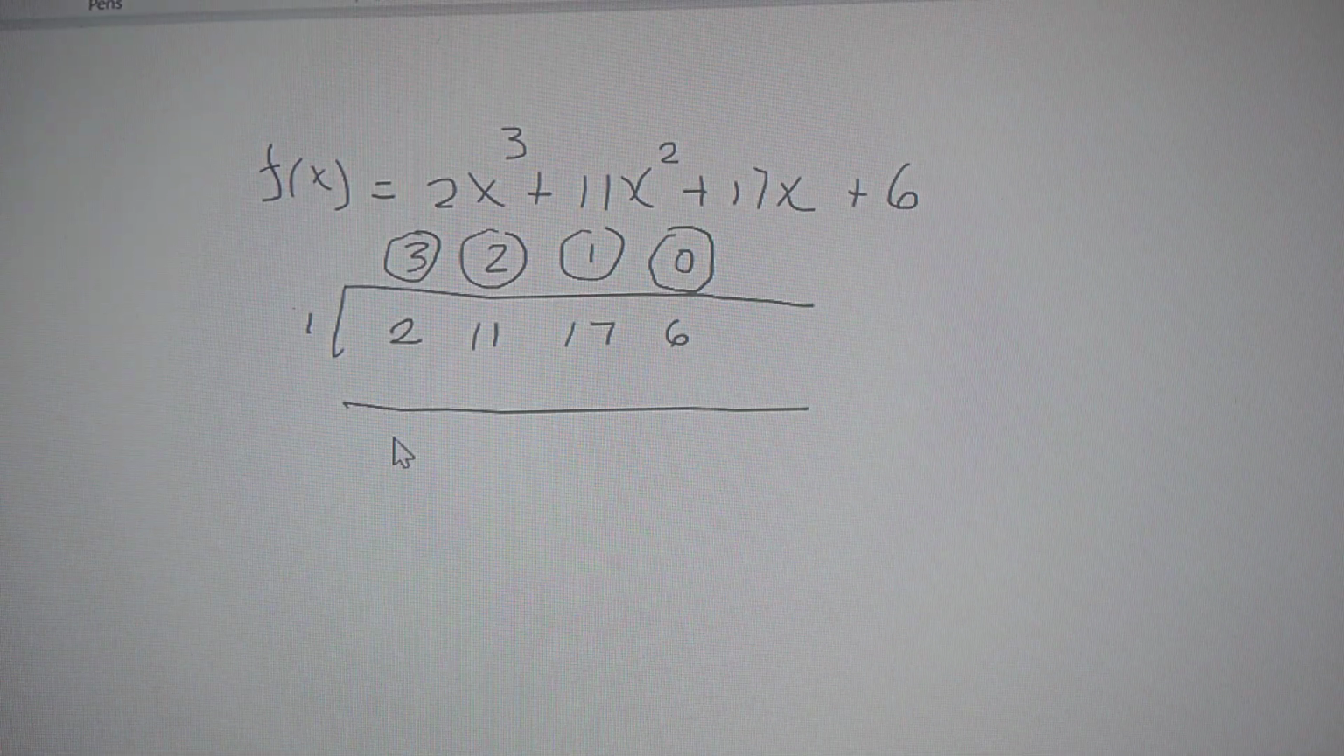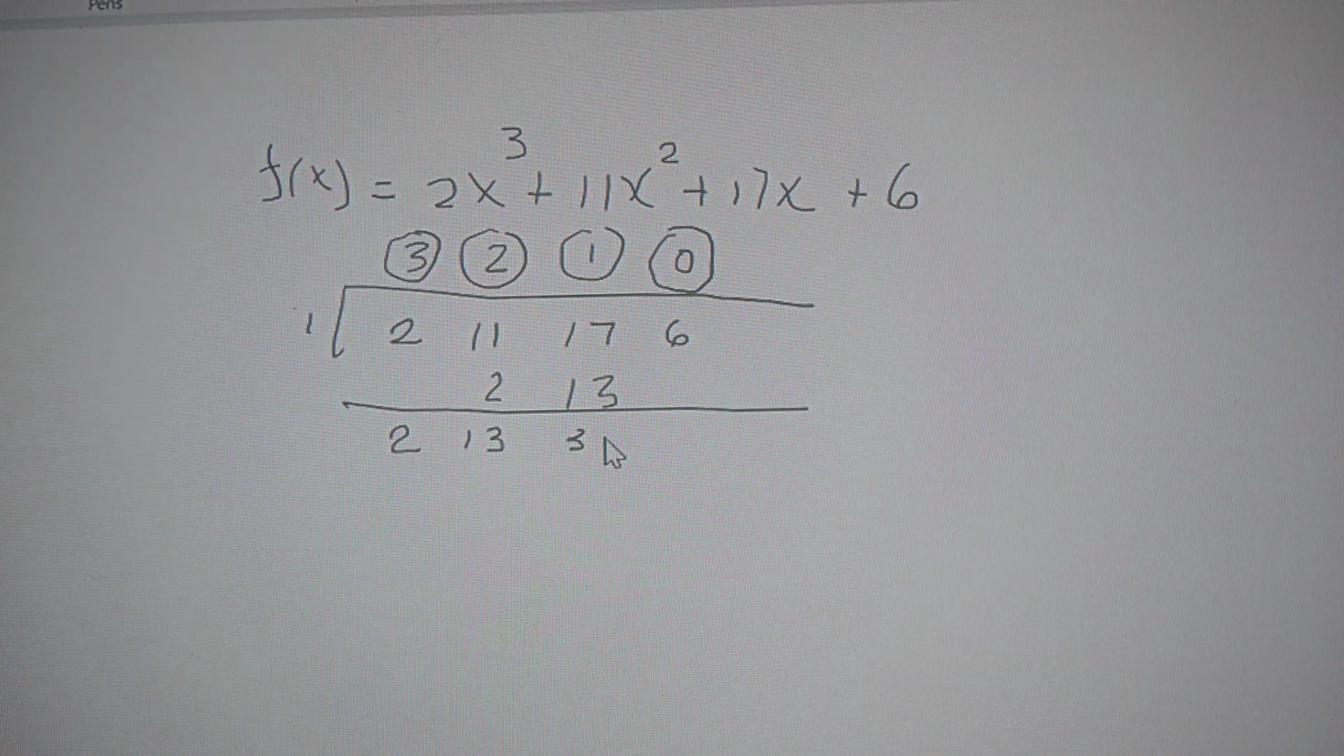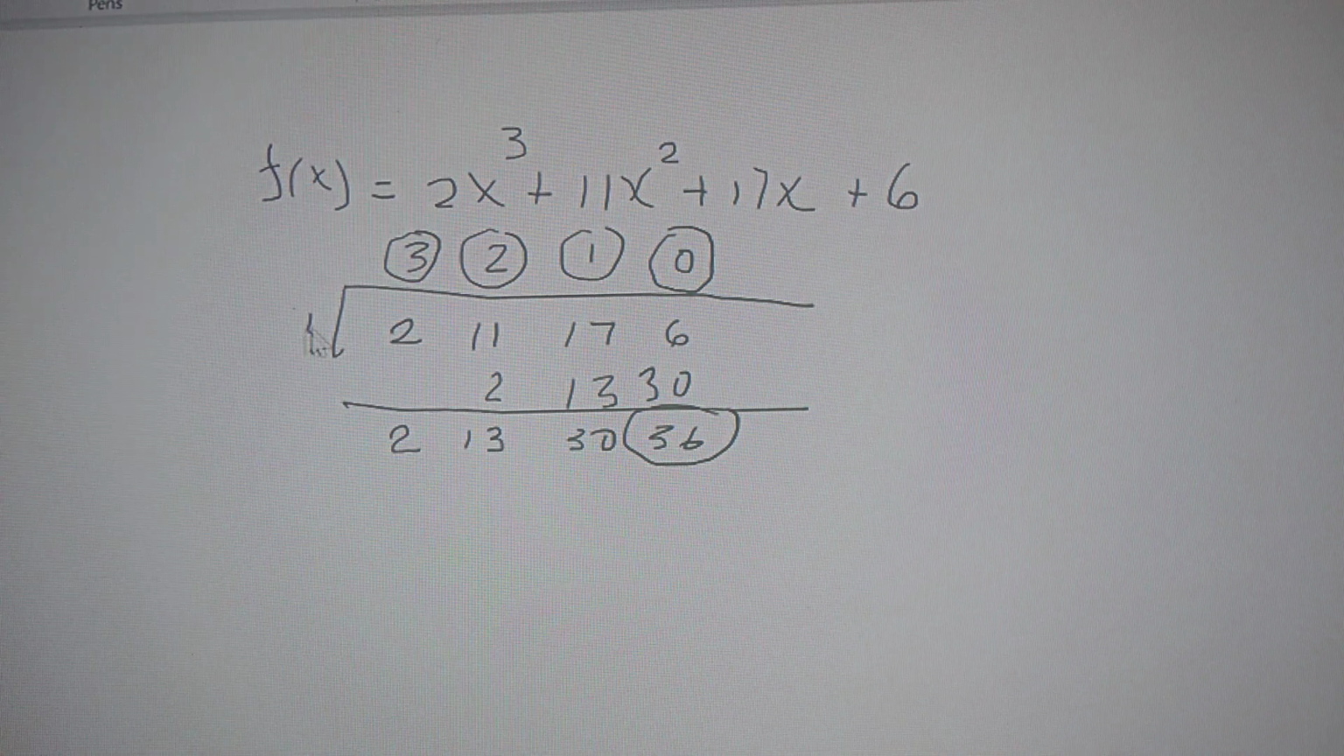So bring down the 2. 2 times 1 is 2. That's 13. 13 times 1 is 13. That would be 30. 30 times 1 is 30. And the residual is 36. It's not 0. Therefore, 1 is not a root.